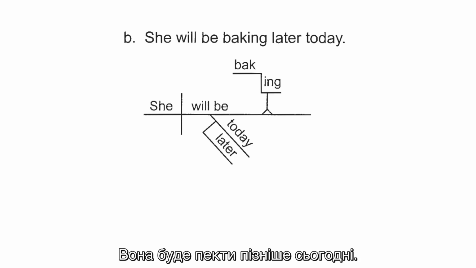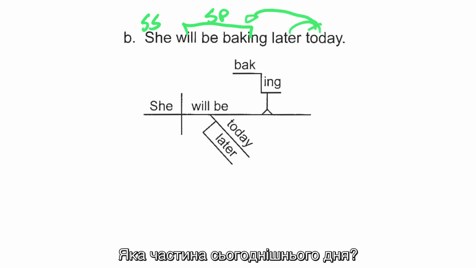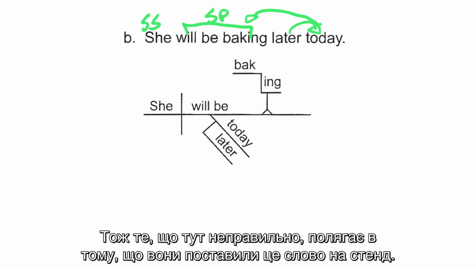She will be baking later today. Who or what is this about? It's about she. What will she be doing? Will be baking. That's the action. That's the simple predicate. When will she do it? Today. What part of today? Later today. So the part that is incorrect here is they put this word on a stand.